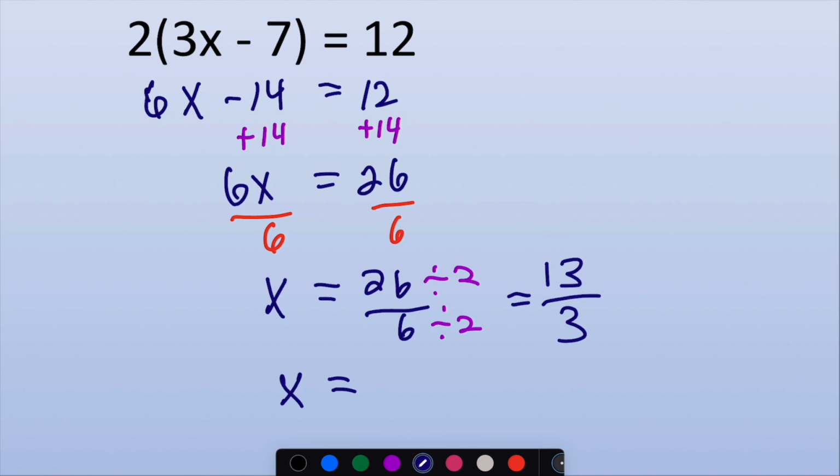3 goes into 13 4 times because 4 times 3 is 12 with 1 left over. So that's how you would write the mixed number.